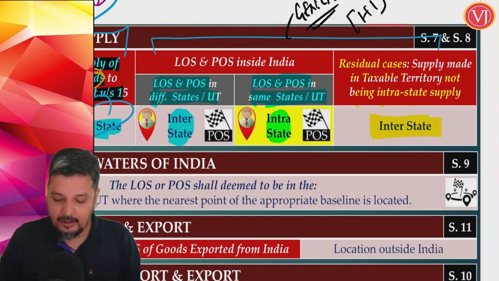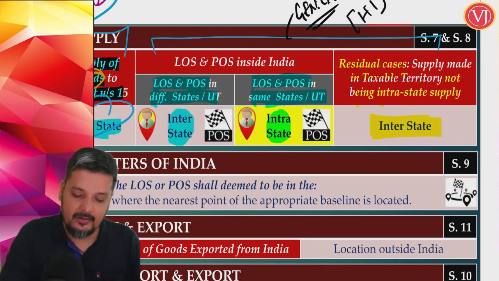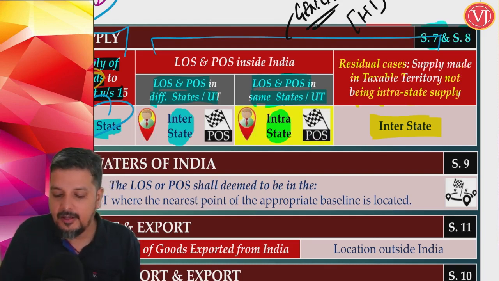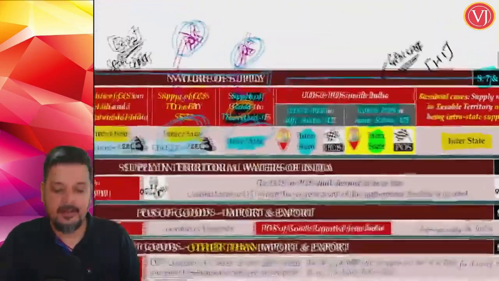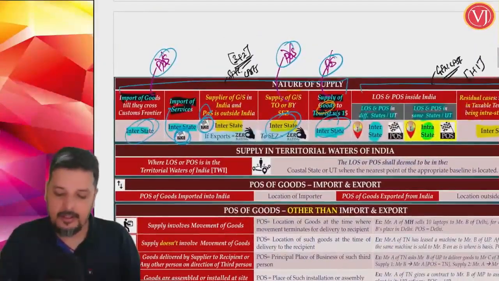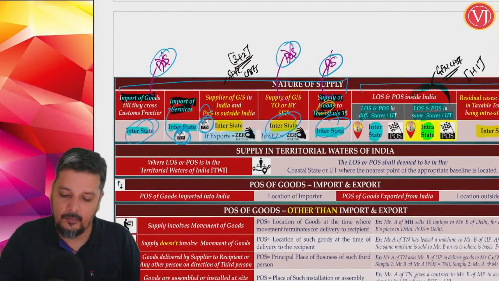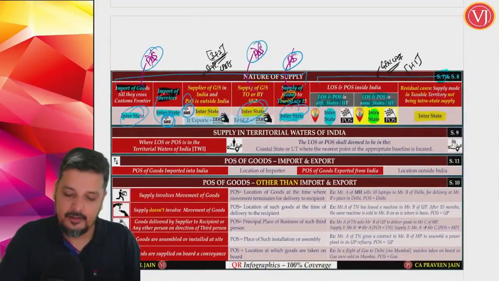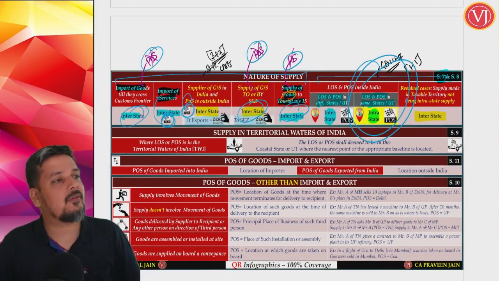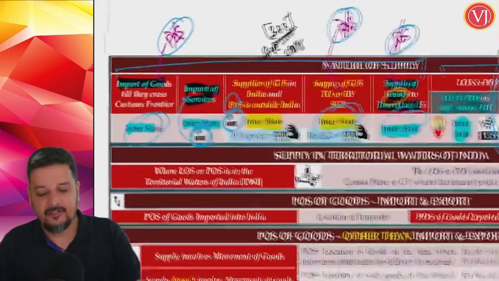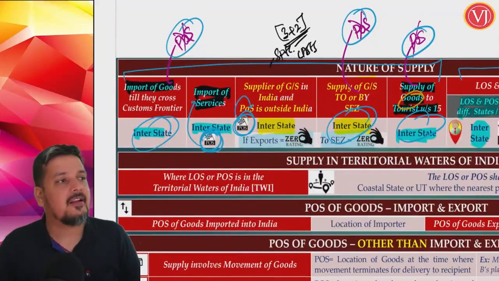Section 7 read along with section 8: interstate supply and intrastate supply. If you see all these cases, there is only one case which is intrastate supply. Everything else was special cases. All the 5 special cases are interstate supply.